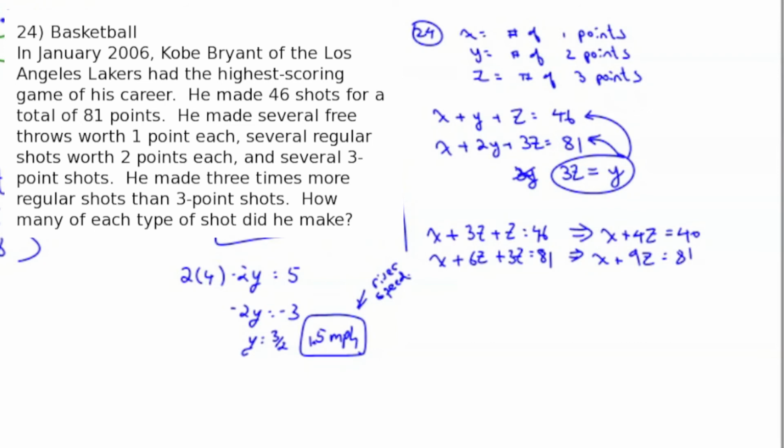What variable would you get rid of? The x. How would you get rid of it? Multiply by a negative. Let's see if we can do this mentally. X minus x, 0. 4z minus 9z, negative 5z. Draw a line here. Is equal to 46 minus 81. 35, and it's going to be negative, because it's a negative 81. So negative 5 goes into negative 35 and z equals 7. Negative divided by a negative. So he made 7 3-pointers.